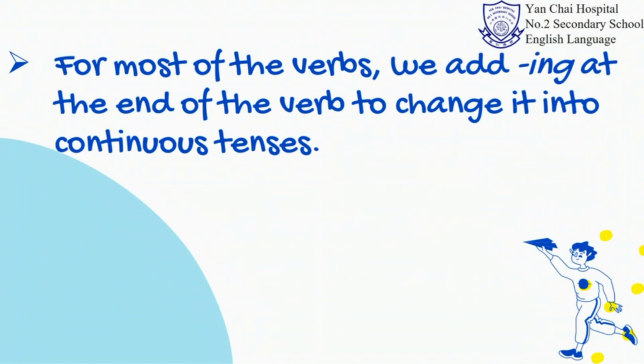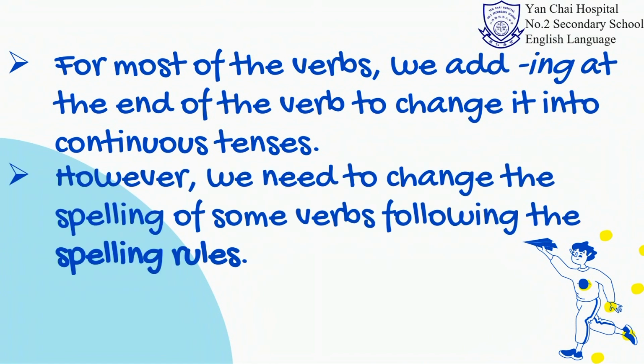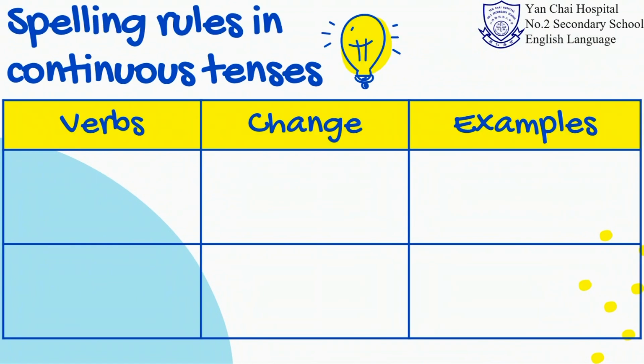For most of the verbs, we add ing at the end of the verb to change it into continuous tenses. However, we need to change the spelling of some verbs following the spelling rules. Let's study the spelling rules in continuous tenses.